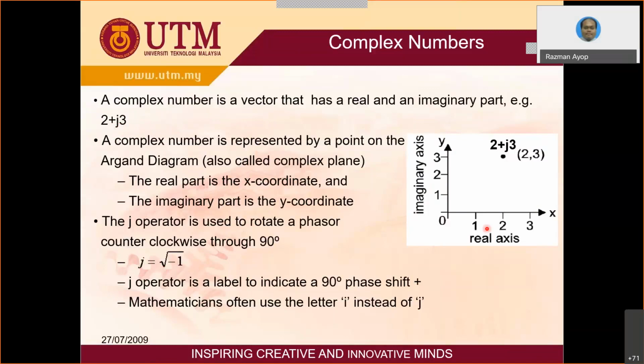And if you plot it, you can see it here at the Cartesian plane or complex plane. So you need to remember how to do this. If 2 plus 3j, it means that you have to look at 2, then 3, the imaginary axis, is the j. Y-axis is the j. You need to know, j is 90 degree at this point, and negative j is negative 90 degree, which is at the bottom.